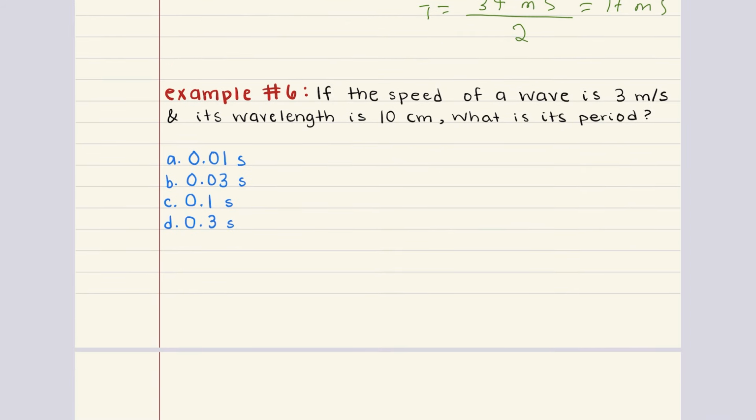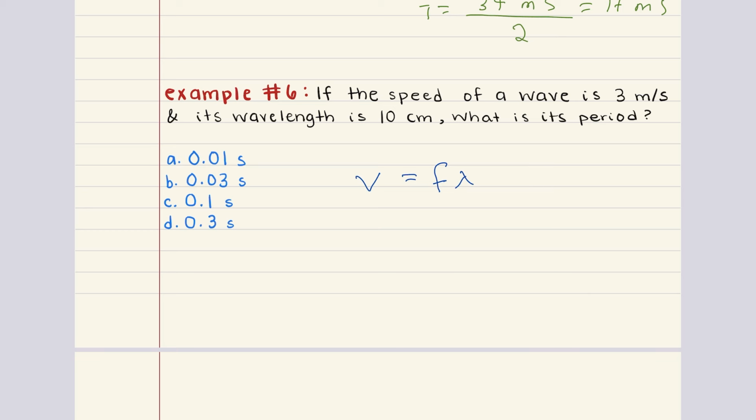Problem 6 says, if the speed of a wave is 3 meters per second and its wavelength is 10 centimeters, what is its period? To determine the period of the wave, we have to start by understanding the relationship between wave speed, wavelength, frequency, and period. The speed of a wave is equal to the frequency of the wave multiplied by its wavelength.